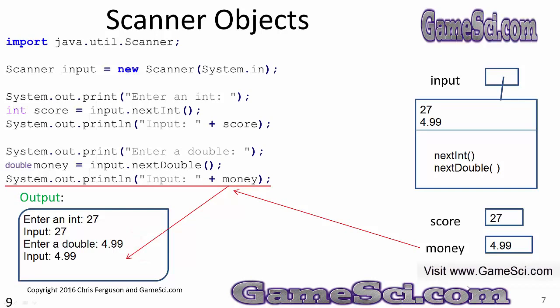This is a very simple program that asks the user to enter two numbers and echoes those two numbers back out to the screen for the user. Remember, the first 27 is what the user typed in, and this is me echoing it back out. The first 499 is the user typing on the keyboard, and the second one is it being echoed back out to the user to confirm that their input was received.